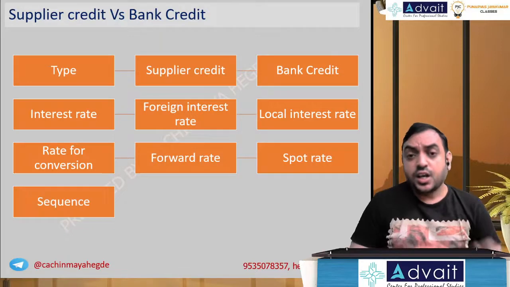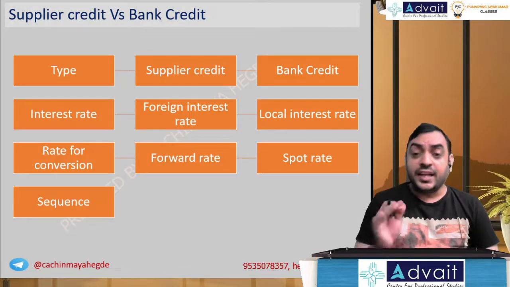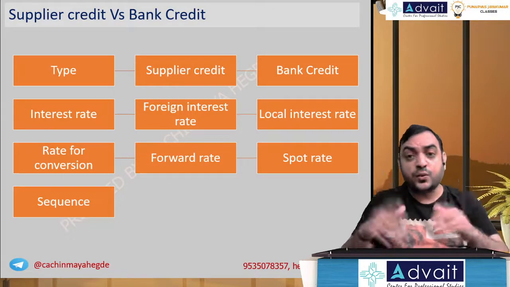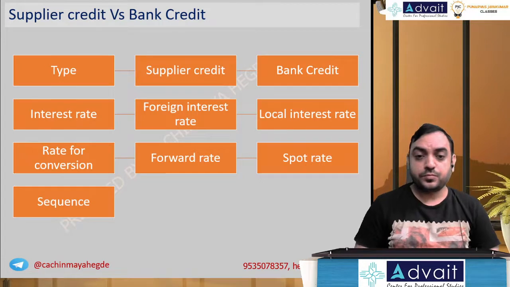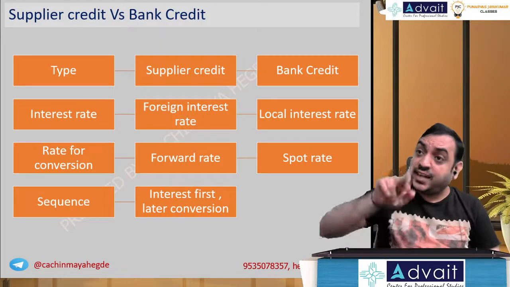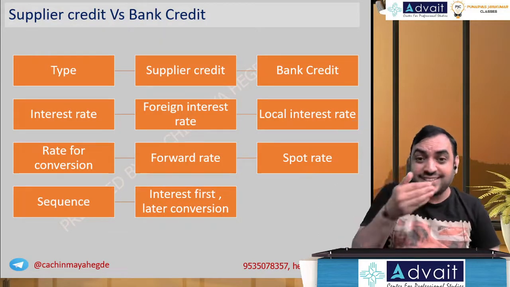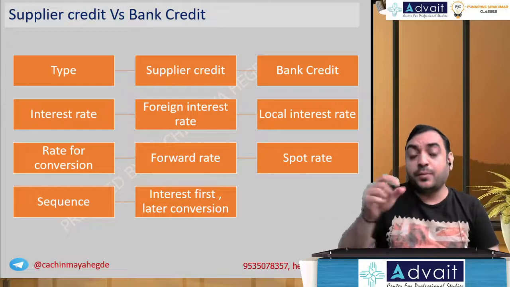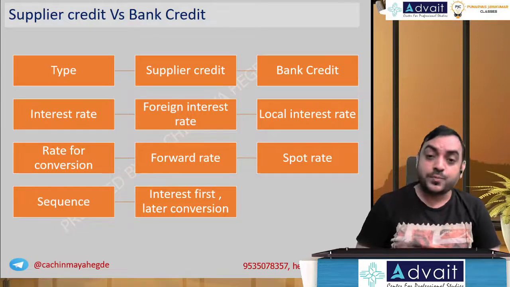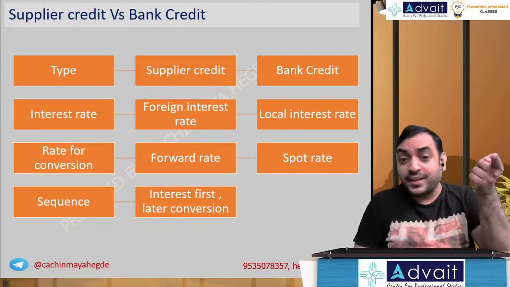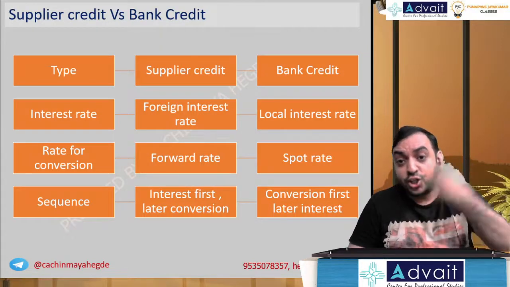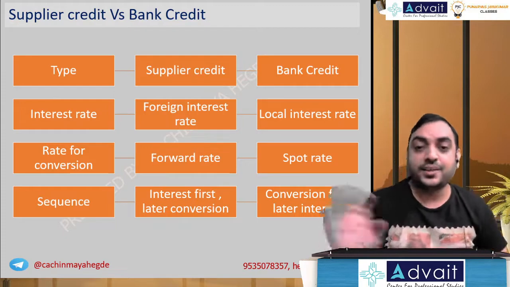In that context, one small point to be kept in mind: do we add the interest rate first or the exchange rate first? If you remember the sequence, the process becomes easier. In supplier credit, you add interest, then you make the payment, right? Because interest is added by the supplier and then you make the payment. So the interest rate comes first, and the conversion rate comes later at the time of settlement. Whereas in bank credit, you have to make the payment immediately. Today only you need to know the exchange rate. So the exchange rate comes first. That equivalent amount you are going to borrow. Then you pay the interest.